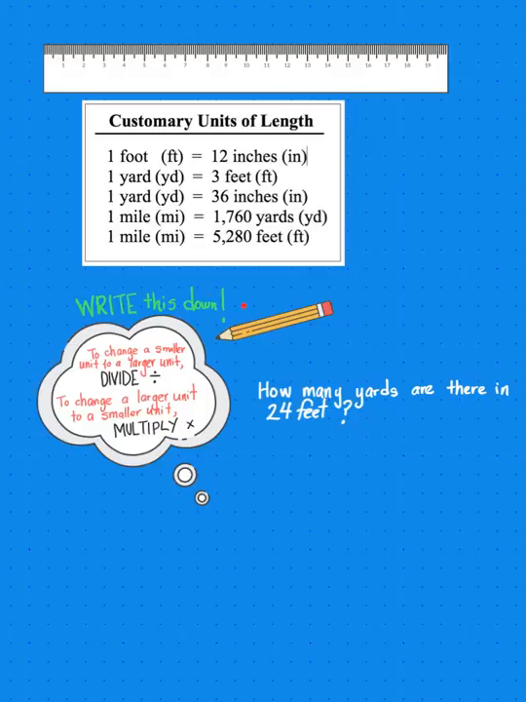So another thing that I want you to do is write this down. To change from a smaller unit to a larger unit, you're going to divide. That means if you're going from inches to feet, you're going to divide. Feet to yards, divide. Inches to yards, divide. Yards to miles, divide. Feet to miles, divide. When you're going from a larger unit to a smaller unit, you're going to multiply. So if I'm going from a foot to inches, you're going to multiply. Yard to feet, multiply, etc.